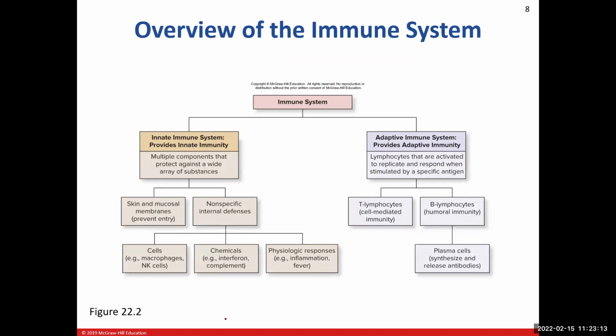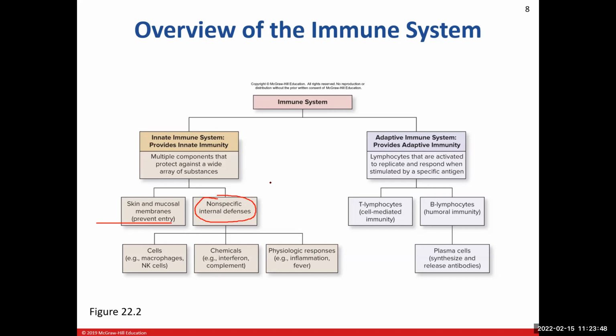Okay, so what you're looking at here is a nice chart for the immune system. On the left side of the screen, you have the innate immune system, and of course, keep in mind, it's a non-specific response. So skin and the mucosal membranes, again, preventing entry. And then we'll also have non-specific internal defenses. So if something does manage to make its way in, well, that's okay.